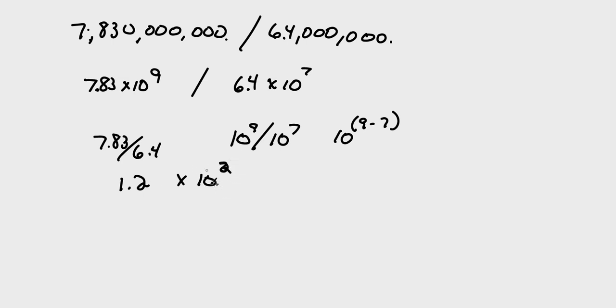Anytime you have a 1 or a 2 here, I'll usually just bring it back out. So what's 1.2 times 10 to the second? Well, 10 to the second moves the decimal place twice. So our answer is 120. Cool, makes sense. Let's do a division of ultra small numbers.